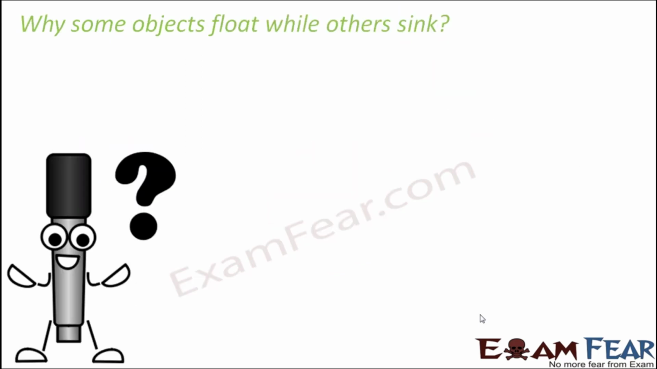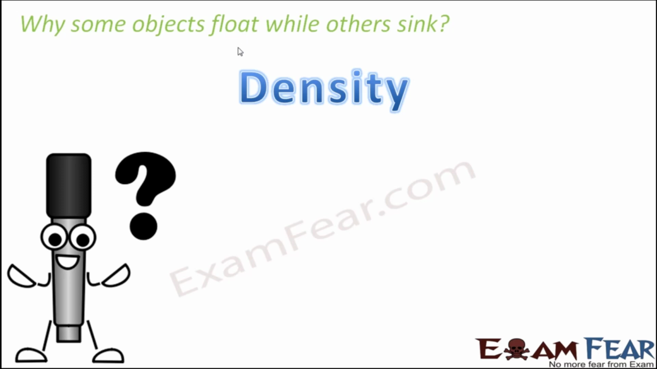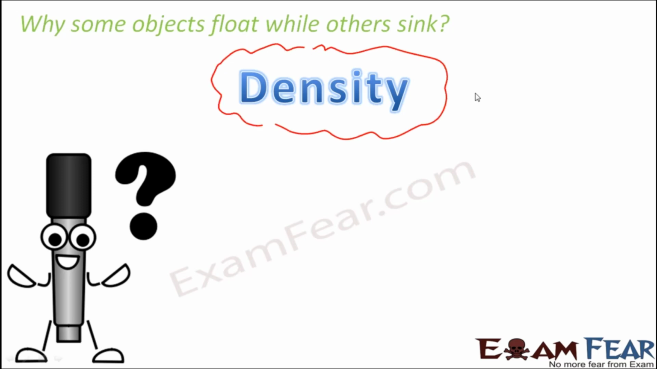Now, a question that might bother you is why some objects float while others sink? What is the reason behind floating or sinking? So the main reason behind it is density. Now, what is density? Density is nothing but mass per unit volume of any object. Now I hope all of you know mass, and volume. So density is mass per unit volume.